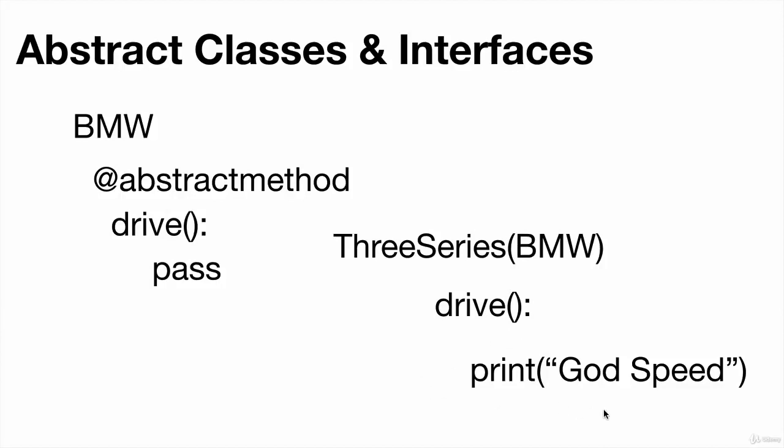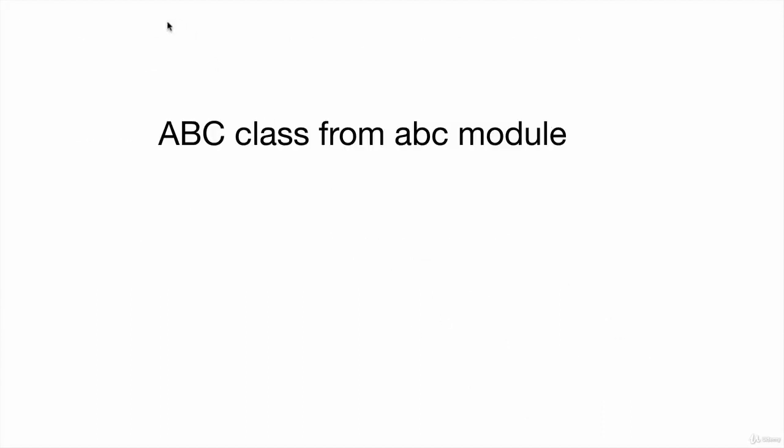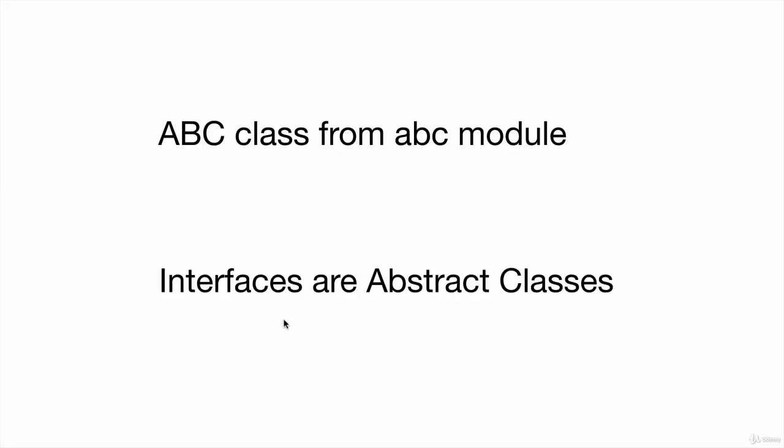So here we are defining a contract called drive, and all the cars, 3 series, 5 series and more, which extend this BMW should implement the drive method using the exact number of parameters if we define any parameters. So the method signature should be exactly the same and it should provide the implementation for it. It's mandatory for a car to be driven.